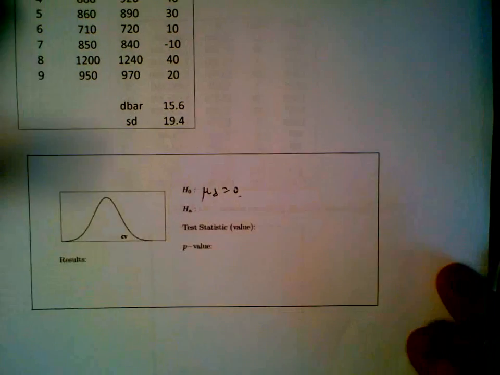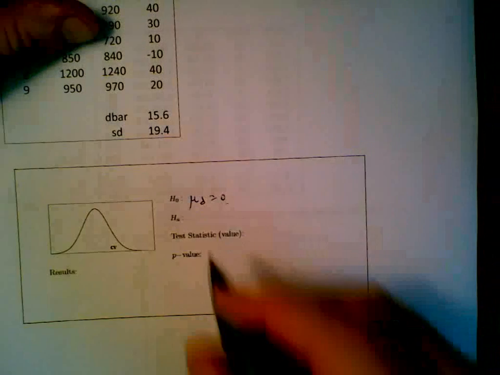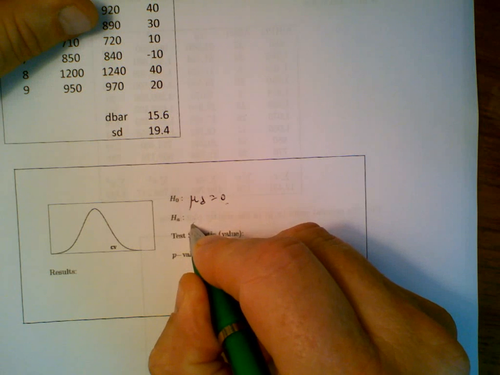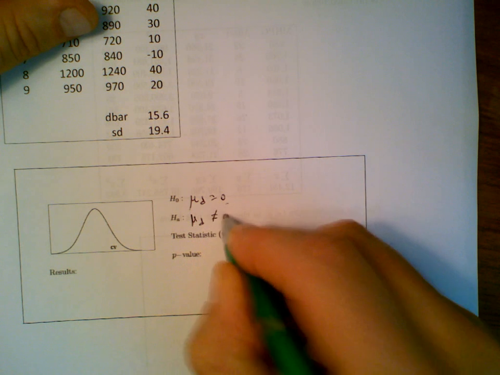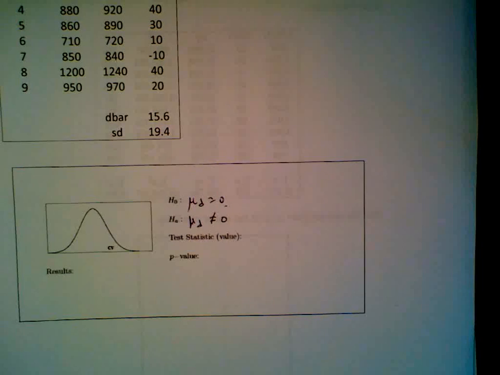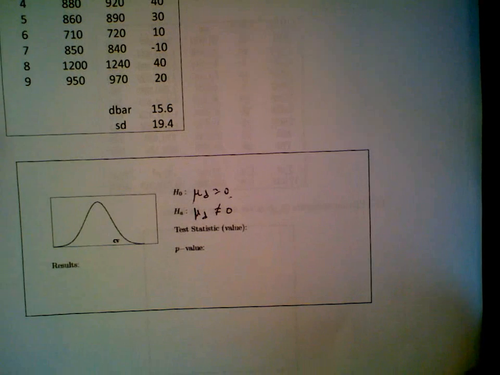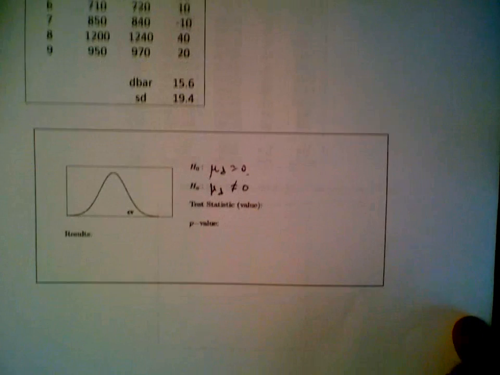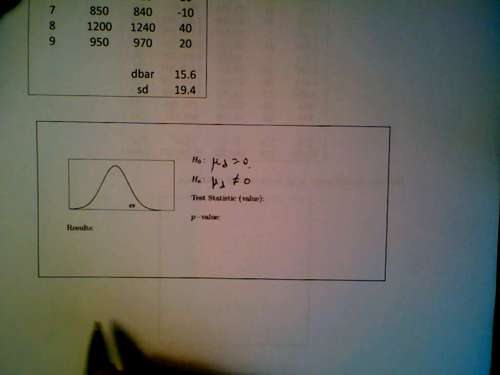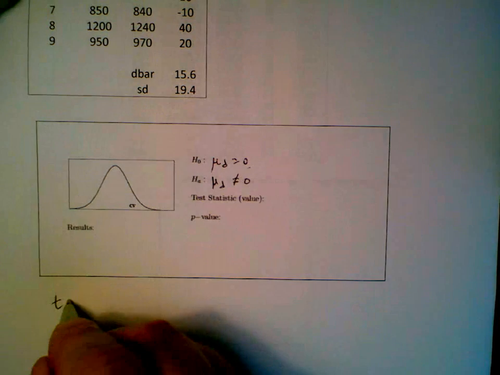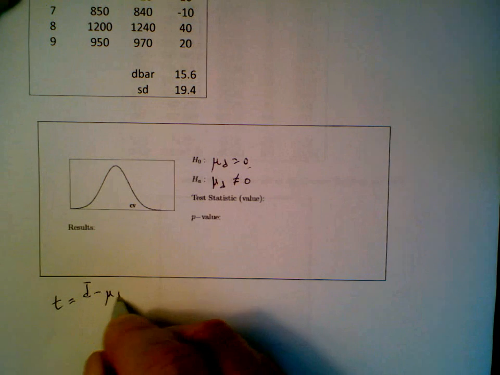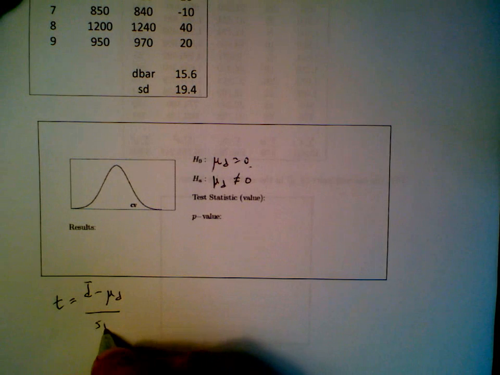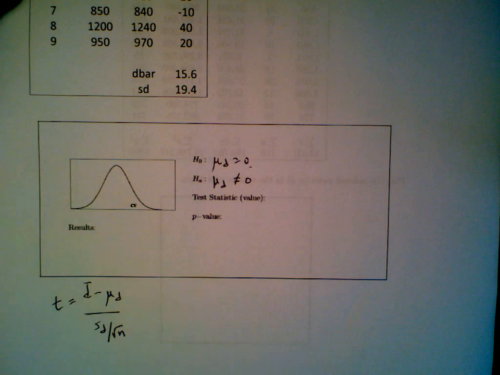And our alternate hypothesis, we are at liberty to use a one-tail or a two-tail test. Let's use a two-tail test just for fun. We'll say mu d is not equal to 0. Two-tail test. Okay. The test statistic is just a t with some different notation. What we have is t is equal to d bar minus mu d divided by sd over the square root of n.